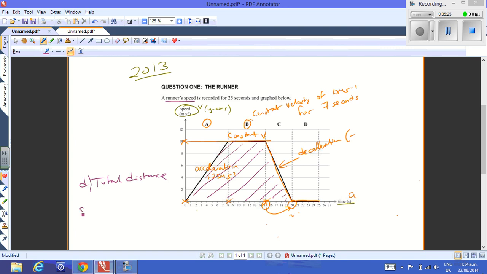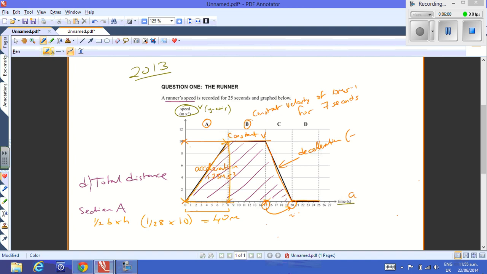So if we take section A, the area under that graph is just a triangle. So if we highlight that triangle right there, that's section A. The area of a triangle, if you remember from maths, is half the base by the height. In this case, the base is going to be from 0 to 8 seconds, so it's half of 8, multiplied by the height, which is 10, from 0 to 10 there. So half the base by the height works out to be 40 meters for section A.